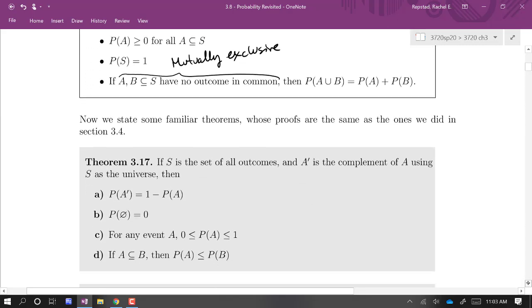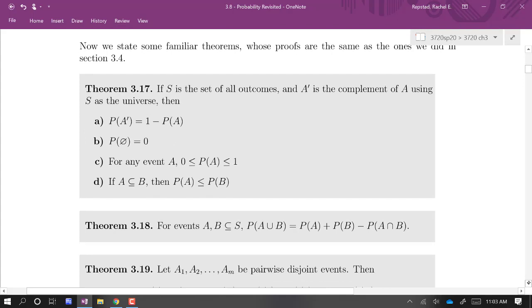Next, we've got this theorem with some results that we've already done, and these proofs will be the same as the ones that we've done. So we're not going to reprove anything. But if A is an event and A complement, A prime, is the complement of A, then the probability of A complement is 1 minus the probability of A. The probability of the empty set is 0.